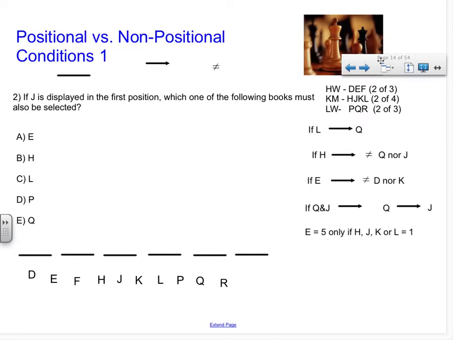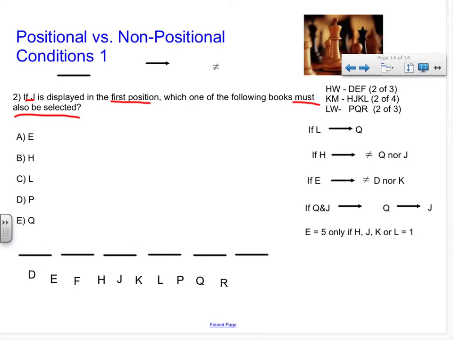Let's read through the following condition together. If J is displayed in the first position, which one of the following books must also be selected? So I'll highlight the key points. Whenever I see "must also be selected," I'm going to be looking for other scenarios in which I can find that it doesn't have to be selected, to try and disprove what the question is asking.